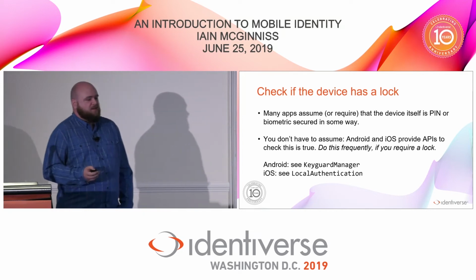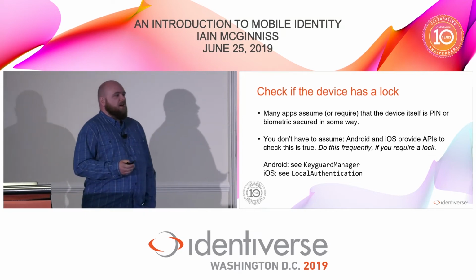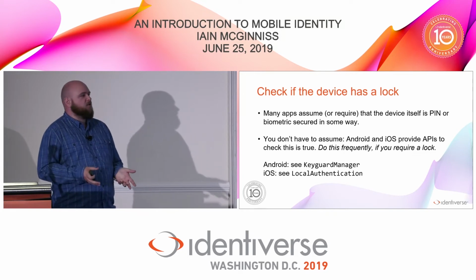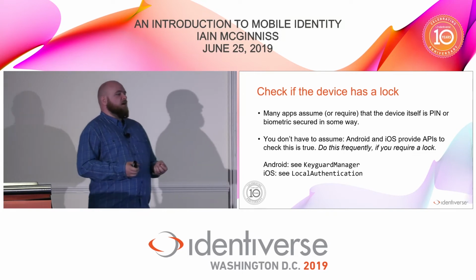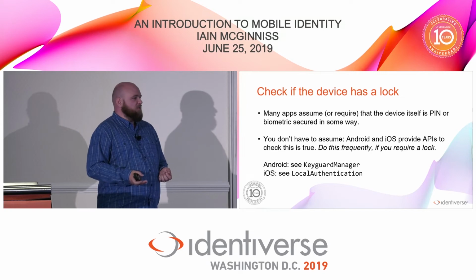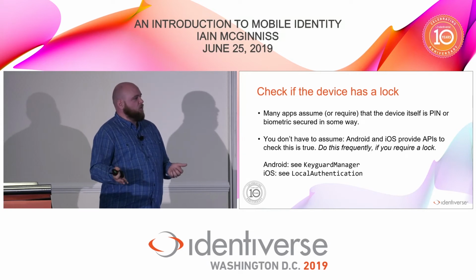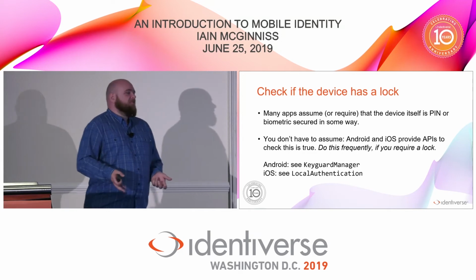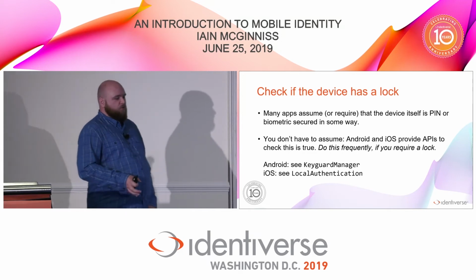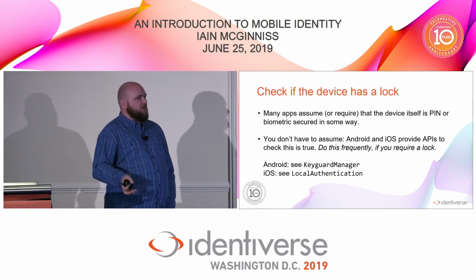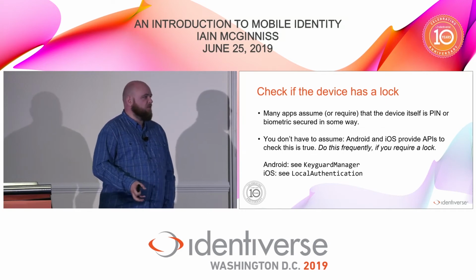The other part is a lot of applications will assume that the device itself provides some security perimeter for user interactions. For a lot of apps like Amazon, you won't be expected to re-authenticate every time you go into the application, because they're like, well, we authenticated them once and there's a pin lock or there's biometrics, right? Well, you don't have to assume that. You can actually check. Through Android's KeyGuard Manager API, there's a way to check if there's a device lock or some sort of biometric set on the device.